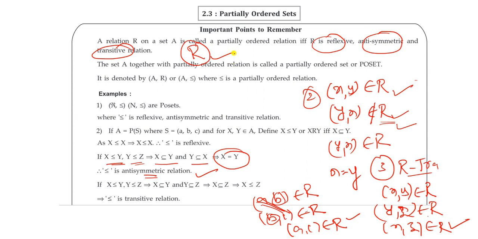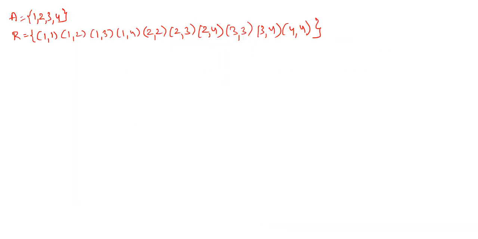Let us see the example first, then you can understand easily. See the example: here A is equal to {1, 2, 3, 4}, four elements are there in A. And in the relation R we have all these elements: (1,1), (1,2), (1,3), (1,4), (2,2), (2,3), (2,4), (3,3), (3,4) and (4,4). Next we have to check whether this particular R is a poset or not, a partially ordered set or not.